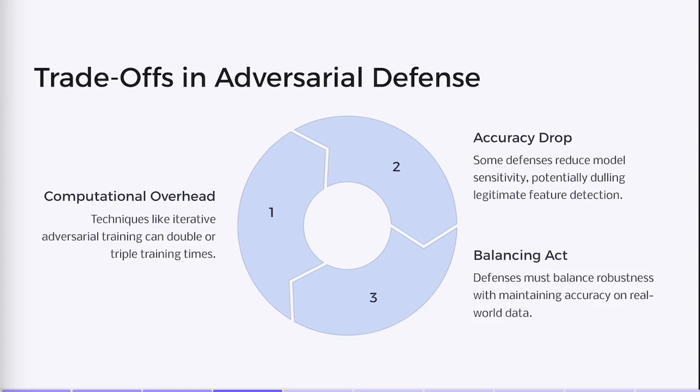The solution is a balanced approach. Tunable parameters for your adversarial defenses, like the epsilon in adversarial training, and validation checks ensuring your model retains enough accuracy on real-world data.